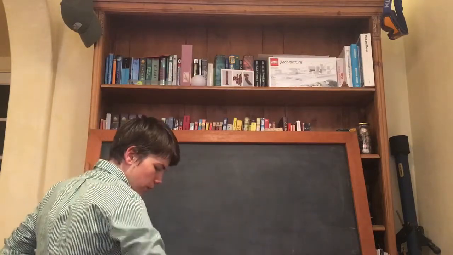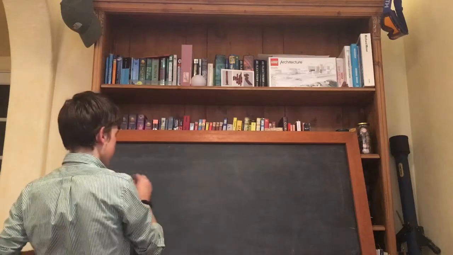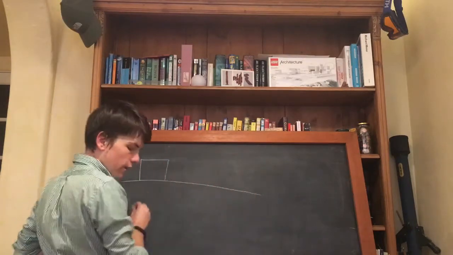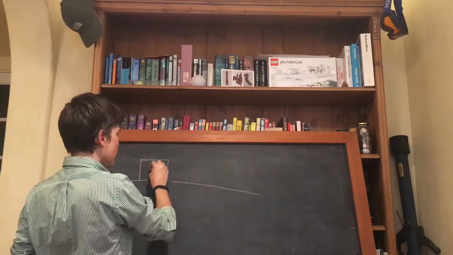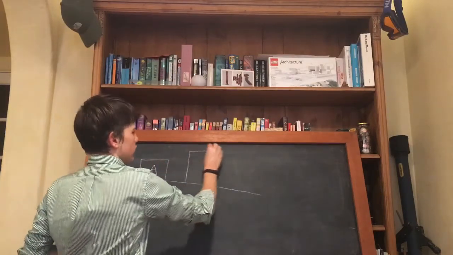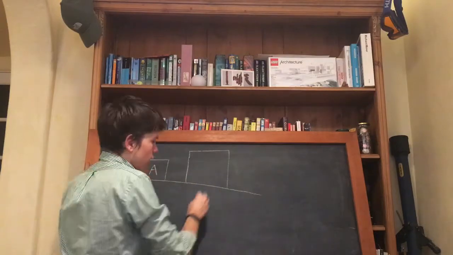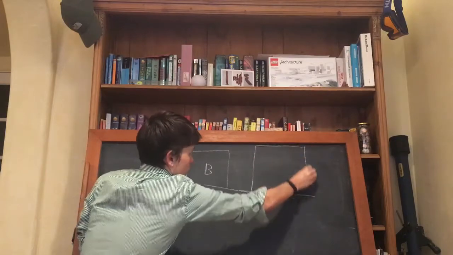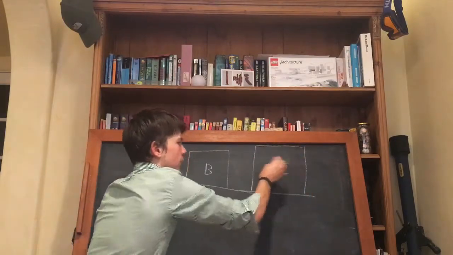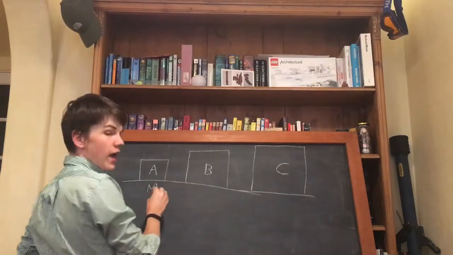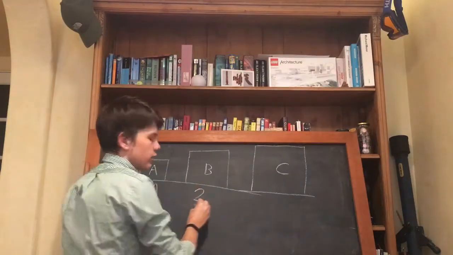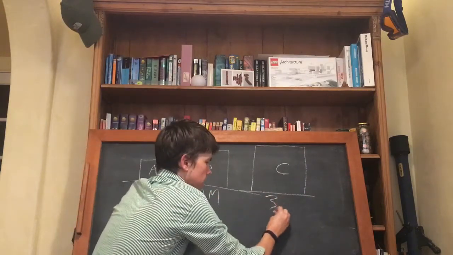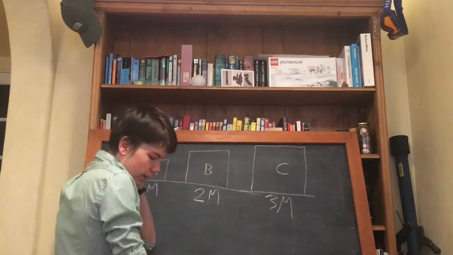So let's try this out on a problem. Here we have a frictionless surface, a box, we're going to call this A, then a slightly larger box, B, and then lastly, the largest box, box C. This one has a mass of m, 2m, and the last one of 3m.